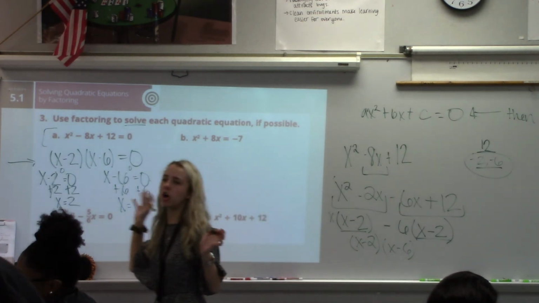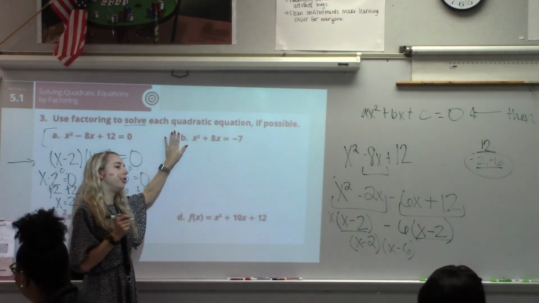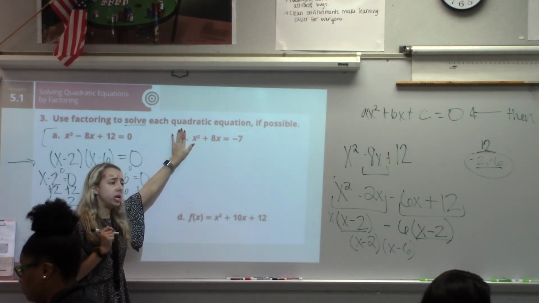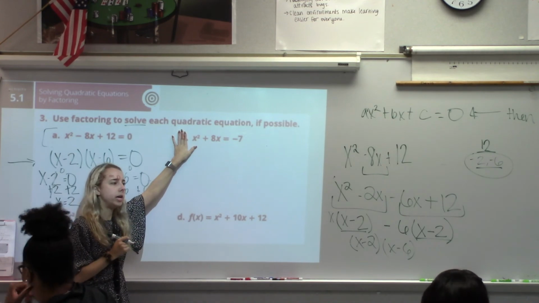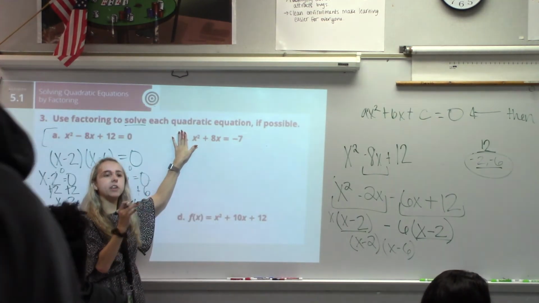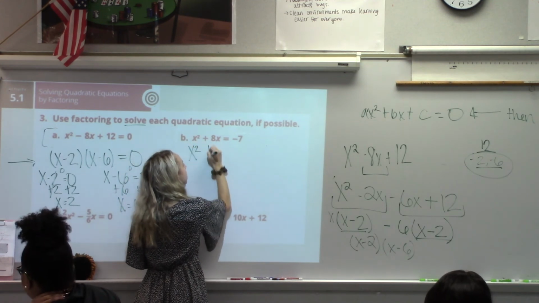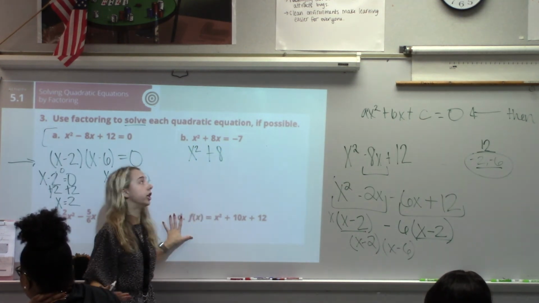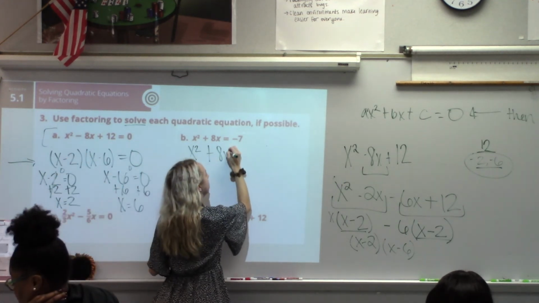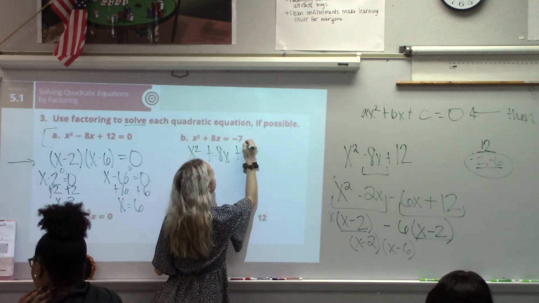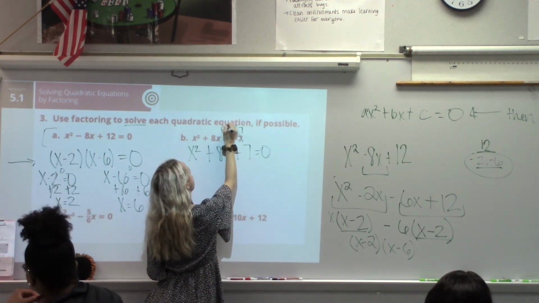Okay, let me get y'all back up here. So, Jesus, what's the first thing you have to do in B? Why did you have to add 7 in B? Because I'm creating 0, but why do I have to set this whole thing equal to 0? What am I trying to do here? I'm trying to factor it. I'll show that plus 7 up here.